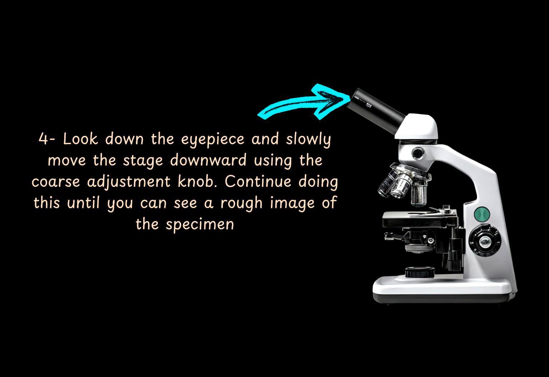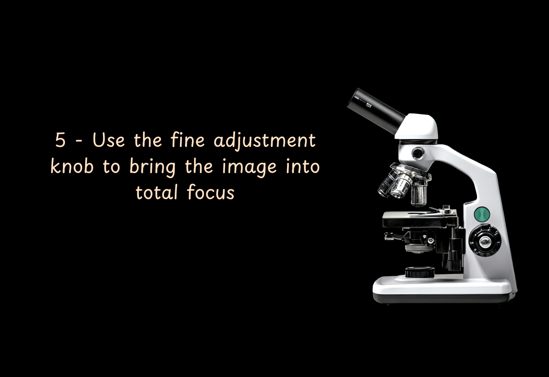Step 4. Look down the eyepiece and slowly move the stage downward using the coarse adjustment knob. Continue doing this until you can see a rough image of the specimen. Step 5. Use the fine adjustment knob to bring the image into total focus. So students, both the coarse and the fine adjustment knob are for focusing the image.